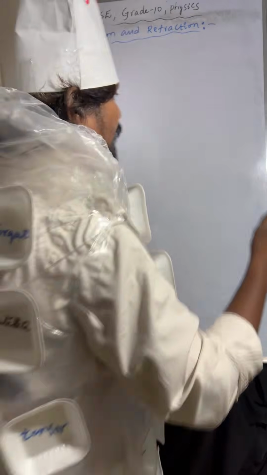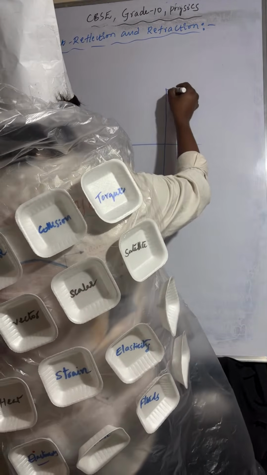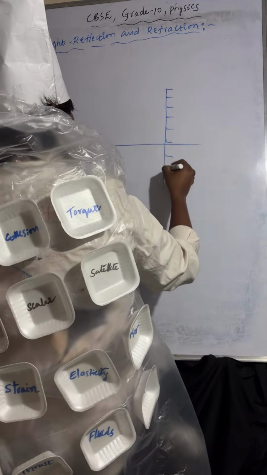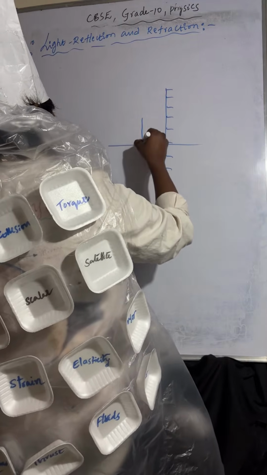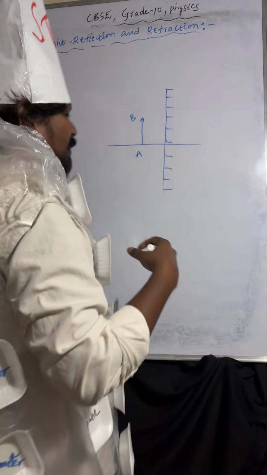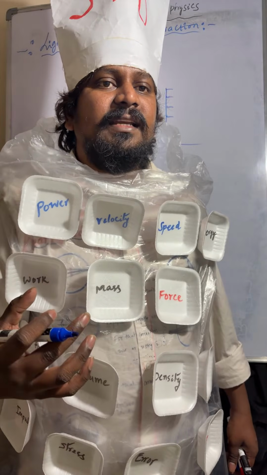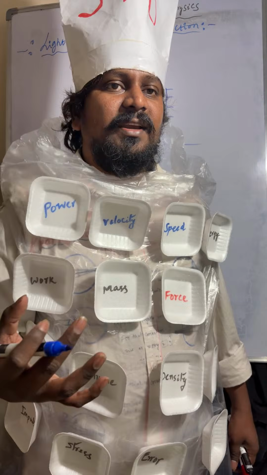Let's start here. I am taking the plane mirror. Here you can observe, I am taking the object AB. How many light rays are required to form the image of the object? Minimum light rays.